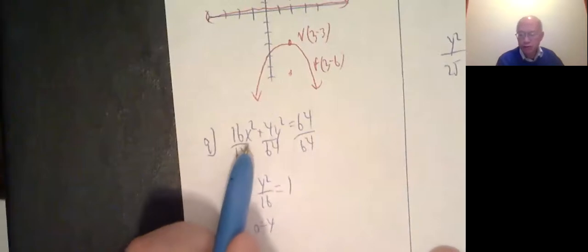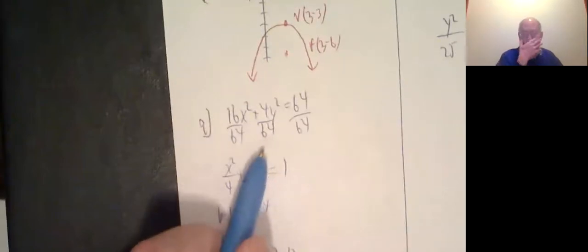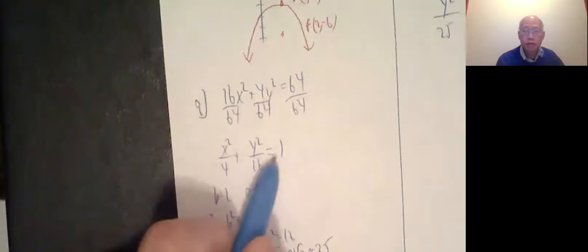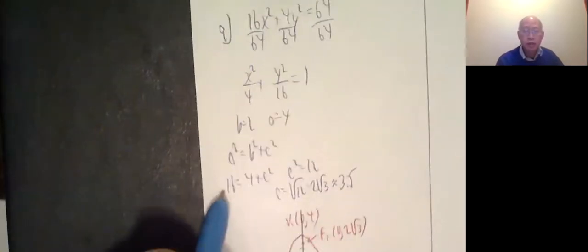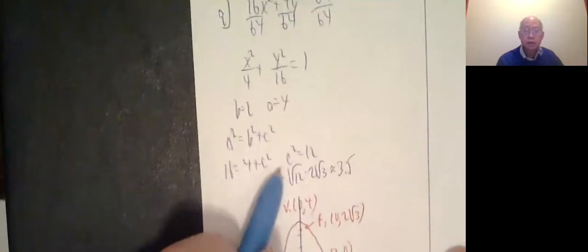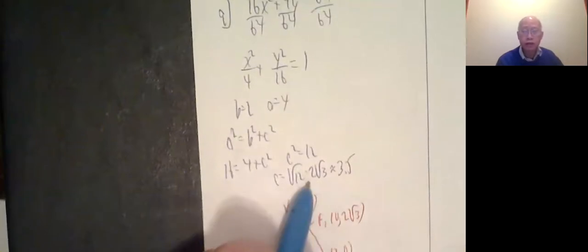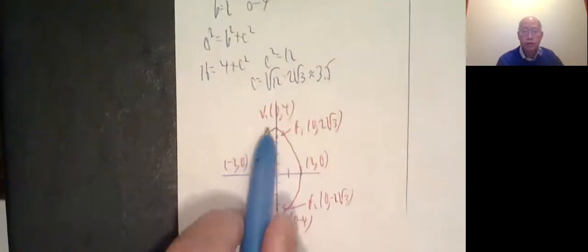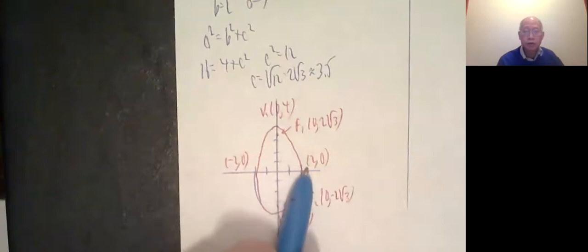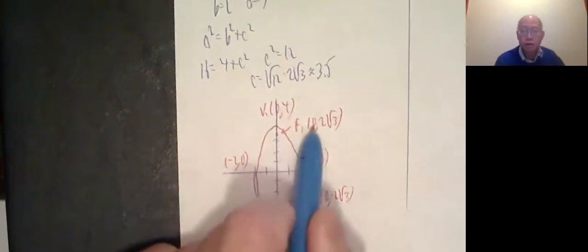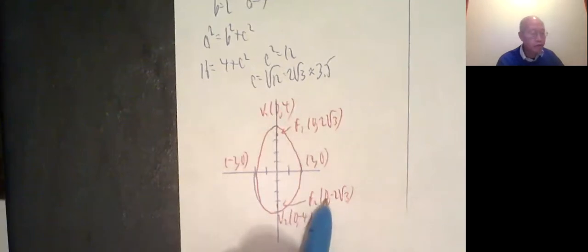Number 9, 16x squared plus 4y squared equals 64. Divide by 64. X squared over 4 plus y squared over 16 equals 1. A is 4, B is 2. That means I'm going to go 4 up and down, 2 left and right. A squared equals B squared plus C squared for the ellipse. 16 equals 4 plus C squared. C squared is 12. C is radical 12, which is 2 radical 3. That's about 3.5. Okay, so here we are. Vertices are 0, 4 and 0, negative 4. Endpoints of the minor axis are negative 2, 0 and 2, 0. The foci are 0, 2 radical 3, and 0, negative 2 radical 3.